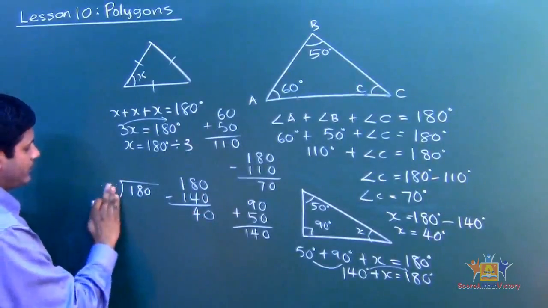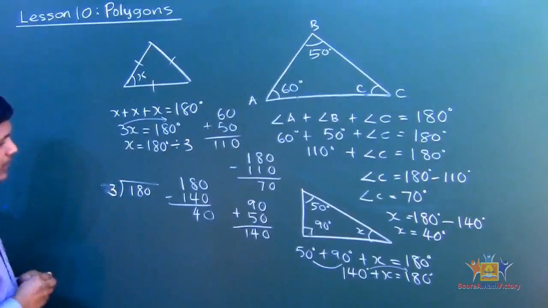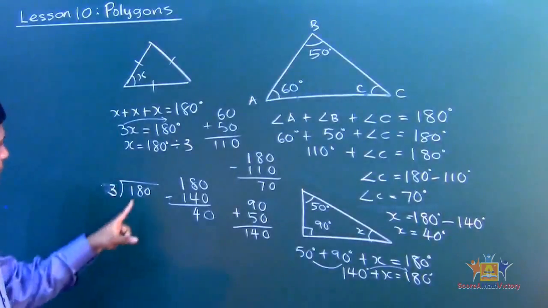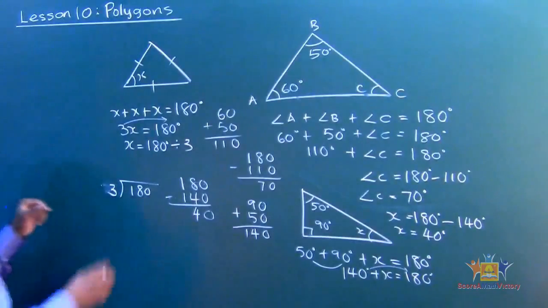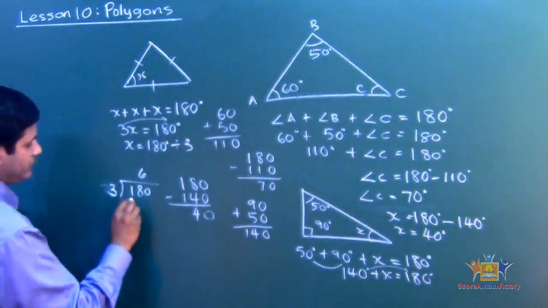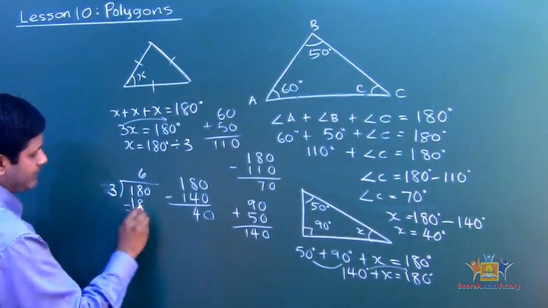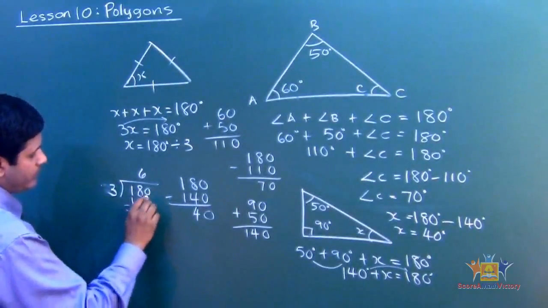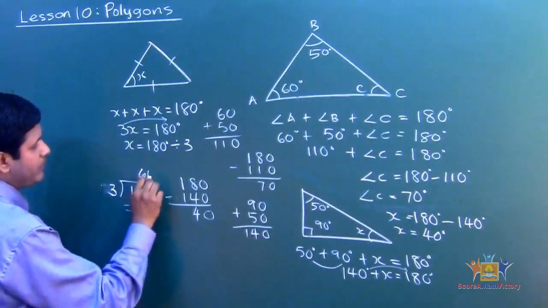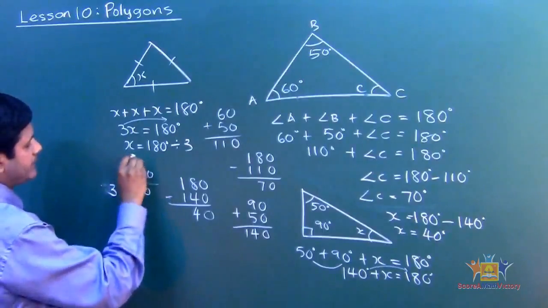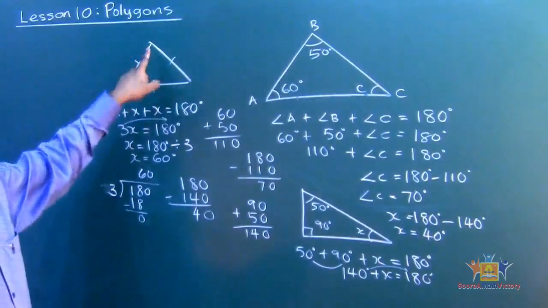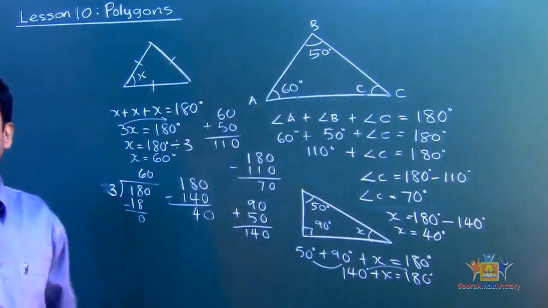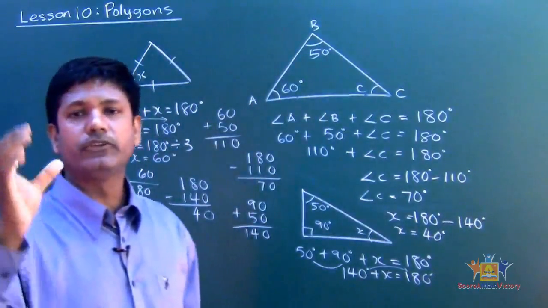Now ask yourself, in 1 the sum needs 3, none. I go to the next digit. In 18 the sum needs 3, 6. 6 times 3 is 18. 8 minus 8 is 0. 1 minus 1 is 0. Now since this one came to 0, bring it up. So that means x equals 60 degrees. 60, 60, 60. Always remember that. Equilateral is always equal to 60 degrees.